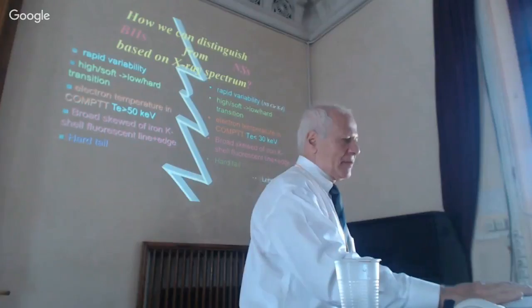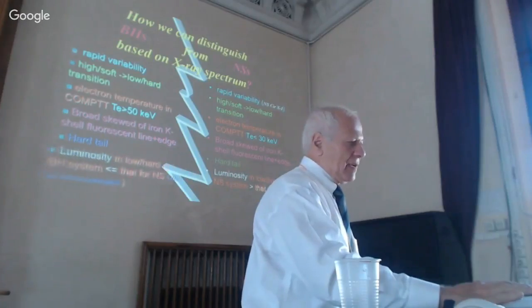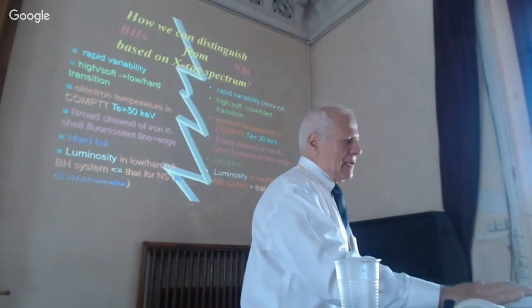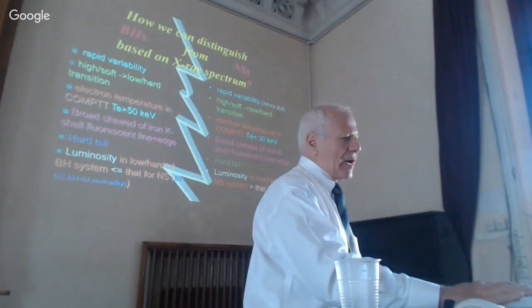Hard tail, the same for neutron star and black hole. Maybe then luminosity in the low hard state, low hard state neutron star and black hole. So it's okay.